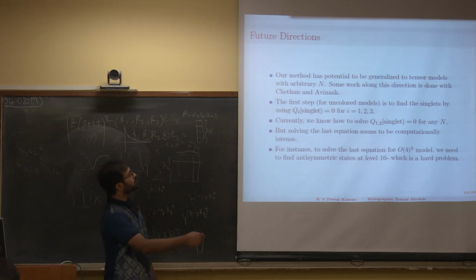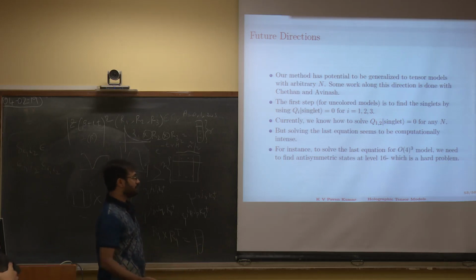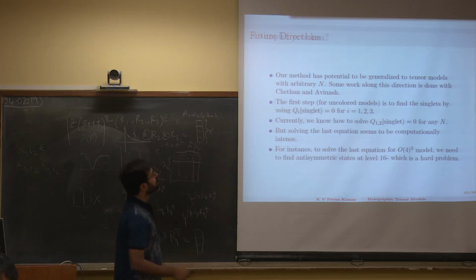The method we described should in principle work for arbitrary n, but things get tedious really fast. As I was saying before, if you consider uncolored models, there are 3 Noether charges, Q1, Q2, Q3, and we know how to solve 1 and 2 completely for any n. But the third charge is computationally intense. For example, if you want to solve it for O4 cube, we need to first find antisymmetric states at level 16. I don't know any easy way to find this. There is no proper algorithm or anything, so I don't know exactly how to do this.